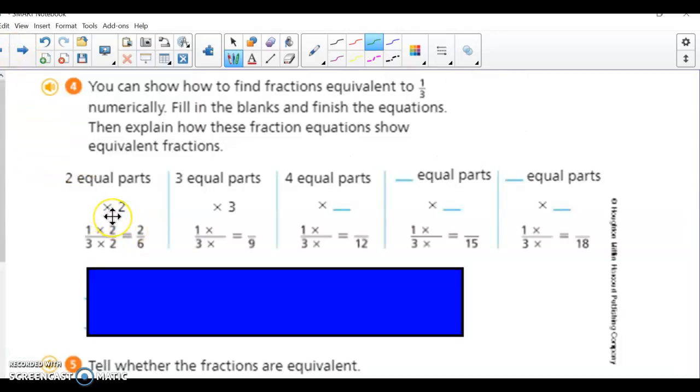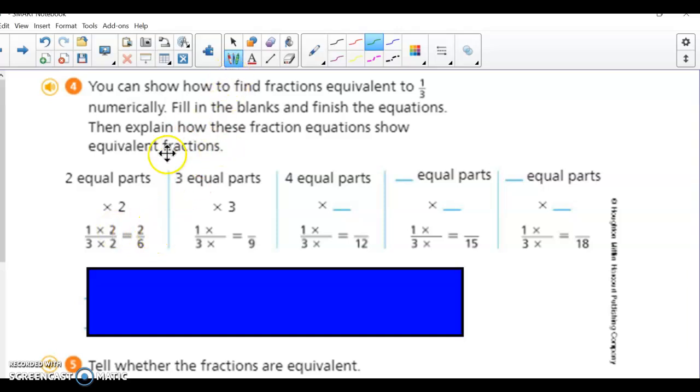All right, let's look at number 4, and let's try and apply this rule now. It says you can show how to find fractions equivalent to 1/3 numerically. Fill in the blanks and finish the equations, and then explain how these fraction equations show equivalent fractions. Well, they did the first one for us, right? So 1/3 is what we are starting with every time. Multiply the top and the bottom by 2, right? So it's the same as 2/6.